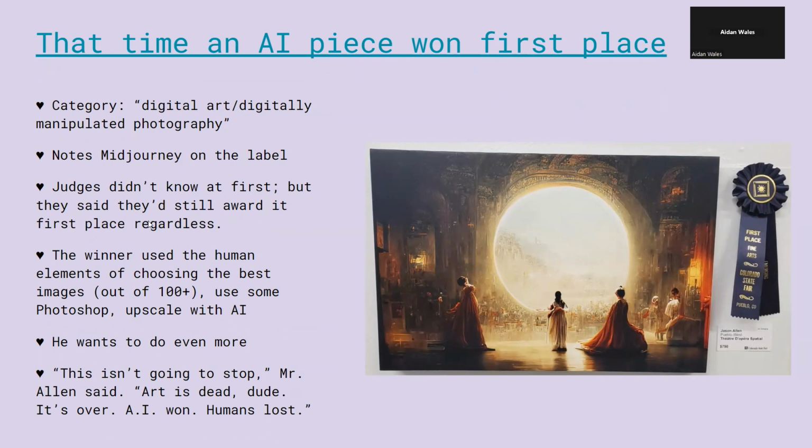The judges didn't understand this at first. Some did, some didn't know what Midjourney was, and then they found out what it was and said they'd still give it first place regardless. He used the human elements of choosing the best images. He prompted over 100 images and chose the best one. He used Photoshop to clean up some details and some upscaling software. So it did take a fair amount of work, according to him, and he wants to do even more of this kind of stuff.